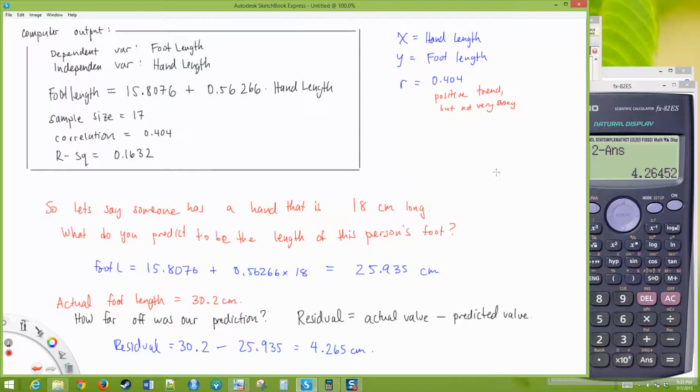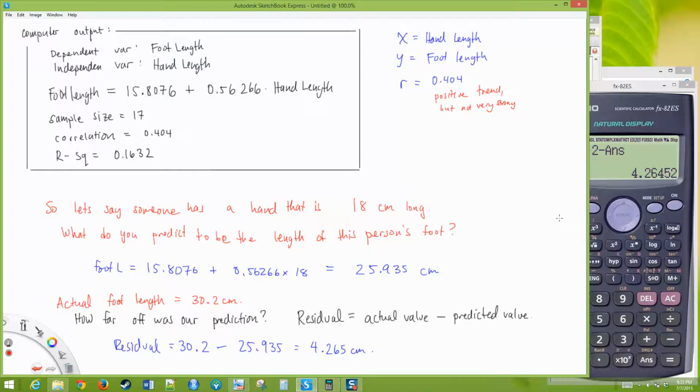So knowing how big someone's hand is tells you a little bit about their foot, but not a whole lot, okay? Overall, people with big hands tend to have big feet, but in terms of getting an actual prediction, you might be off by a little bit. So that's what we have there.